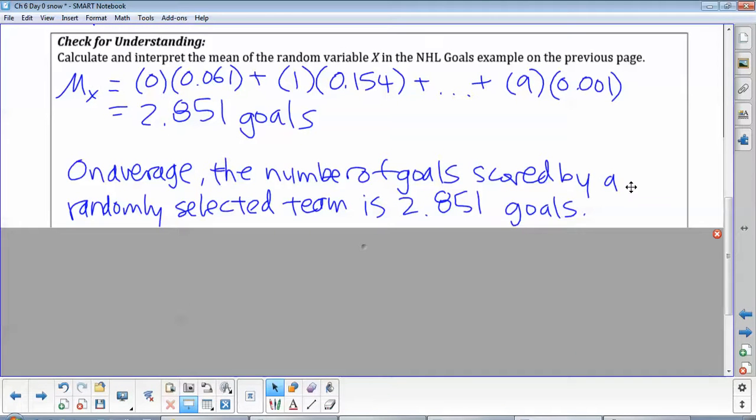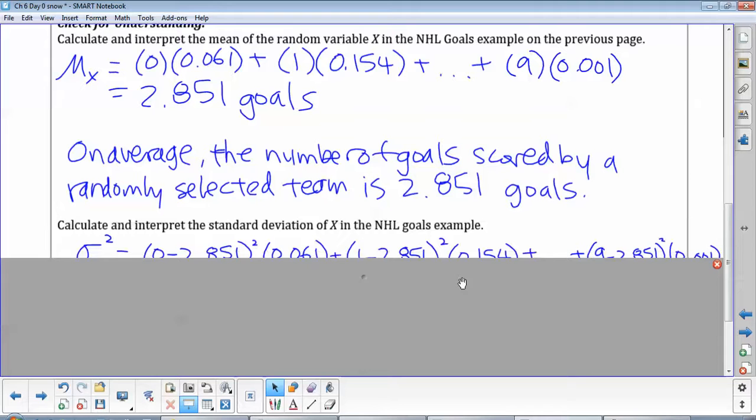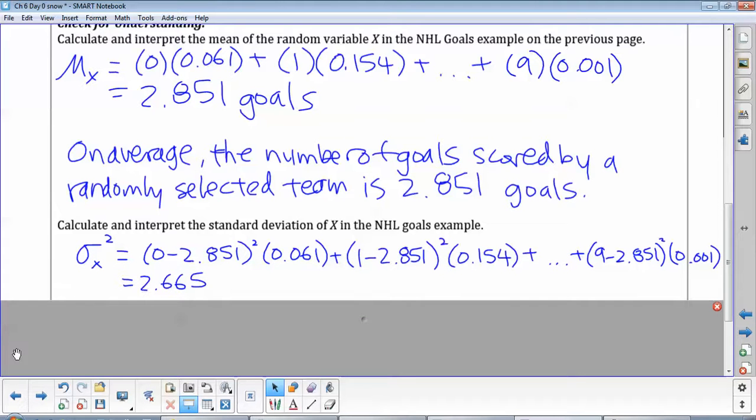Calculate and interpret the standard deviation. So the amount of work I'm going to show again is going to be the first 2 terms, ... and the last term. So it's going to look something like this. The variance for x is going to be equal to, and here I've shown the difference for the first term from the mean squared times its probability, plus the difference of the second term from the mean squared times its probability, plus ... and the last one, which is 9 goals minus the mean, which we got from the previous part up here, squared times its probability.